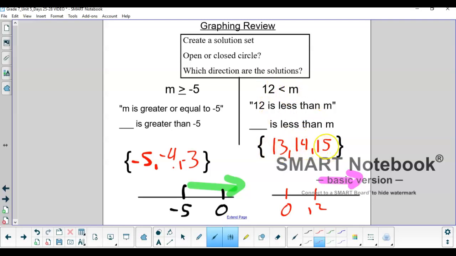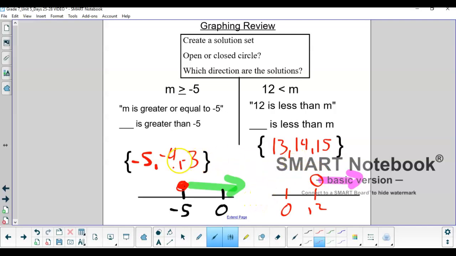If all three numbers in your solution set are true, then we are 100% correct. Again, when I went to use these, would they be open or closed circles? Well, the one on the left, m is greater than or equal to -5. This one would have a closed filled in circle because of the "or equal to." And then the other one where we have 12 is less than m, that would be an open circle.